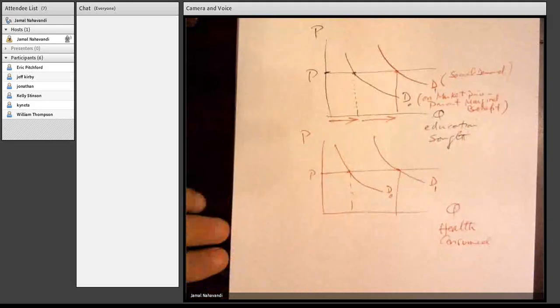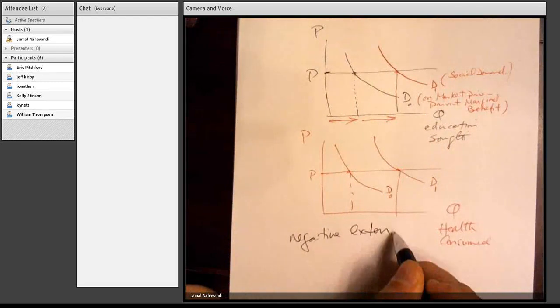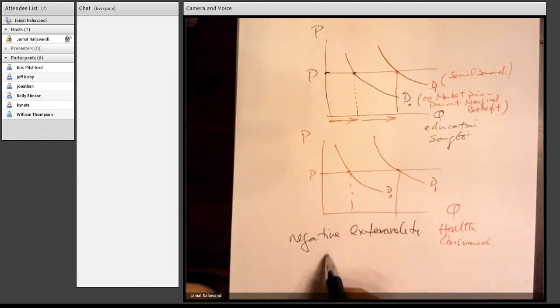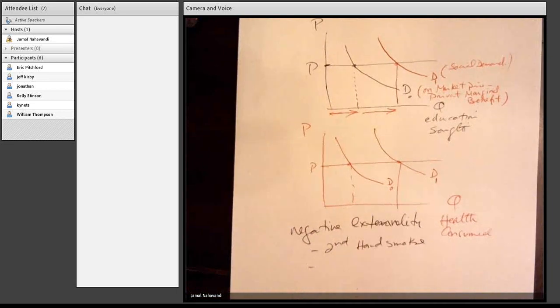Now, what if it's a negative externality? Such as secondhand smoke. Okay, and there, if I have a car that is a gas guzzler, I'm polluting the air in the area a lot more than somebody who's walking or riding a bike. So their health is affected by my consumption.